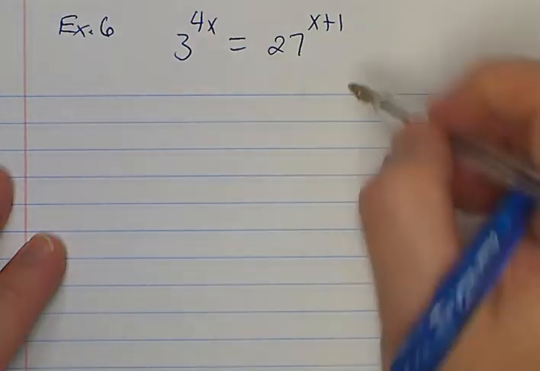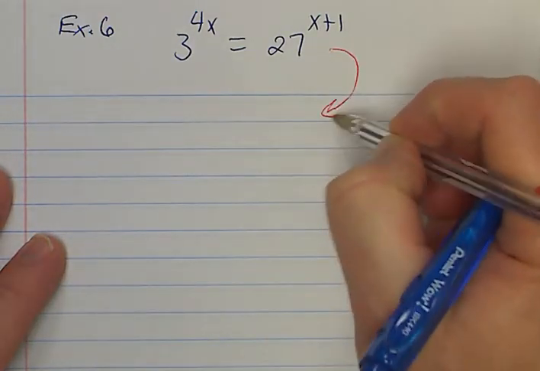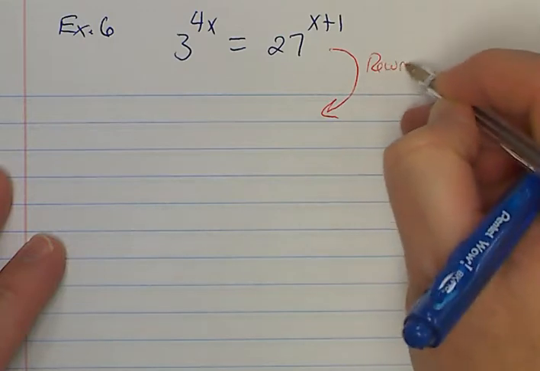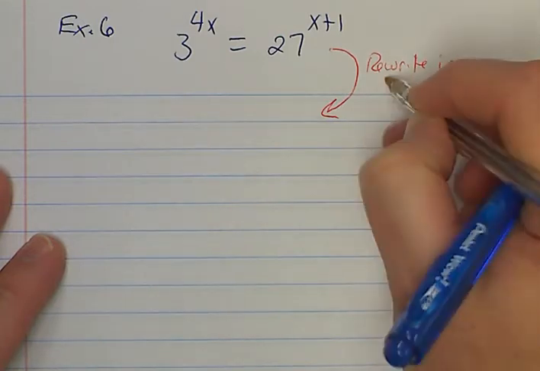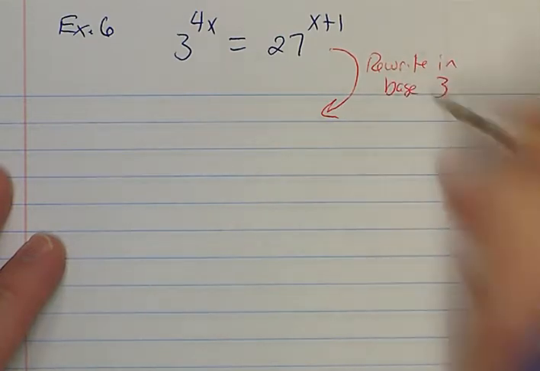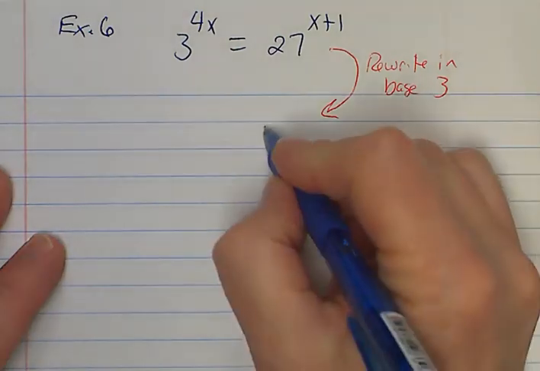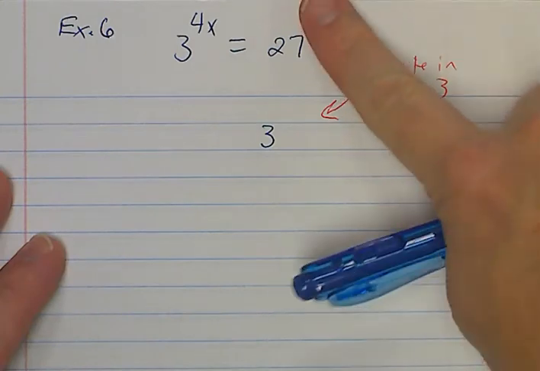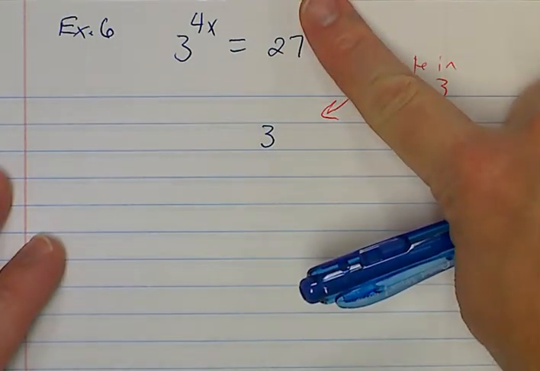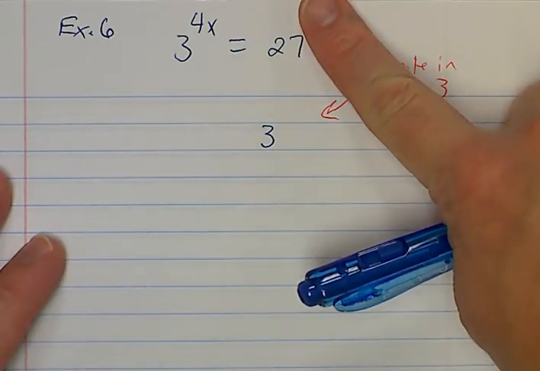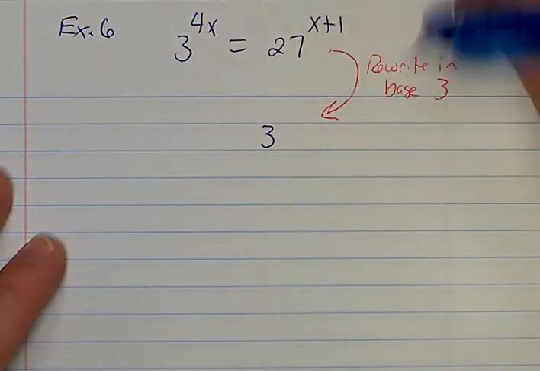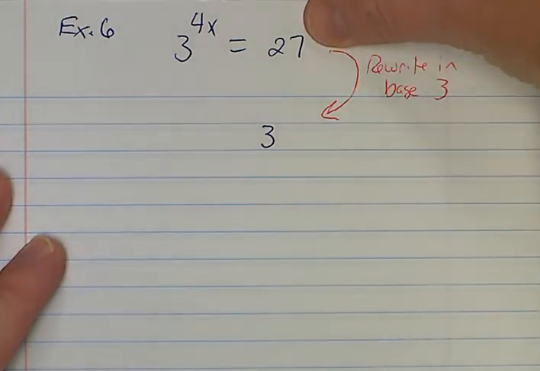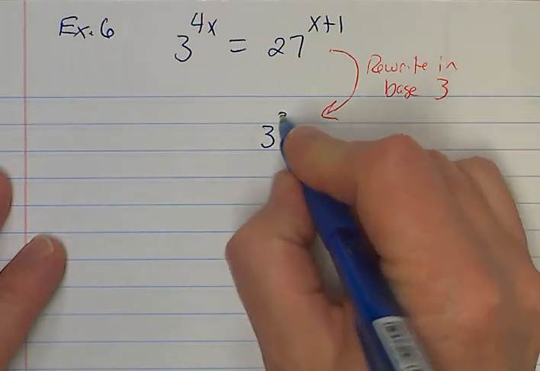Okay, for this one, 27 is your bigger number. We'll need to rewrite this in base 3. Now, for just a second, forget about the x plus 1. If it was 27, rewrite it in base 3. 3 times 3 would be 9. 9 times 3 would be 27, so that would be 3 to the third power.